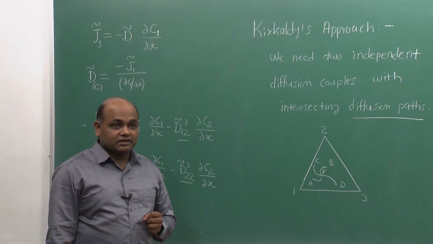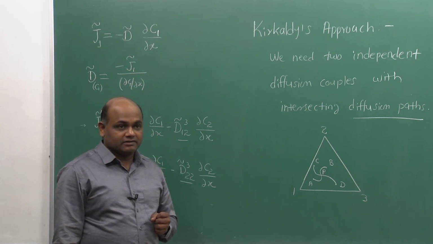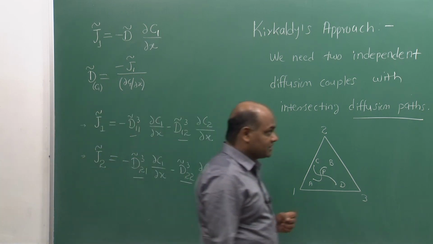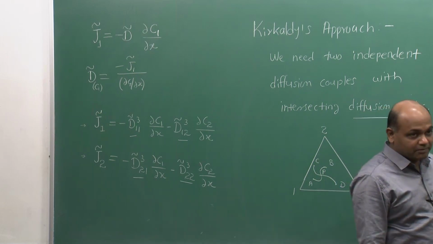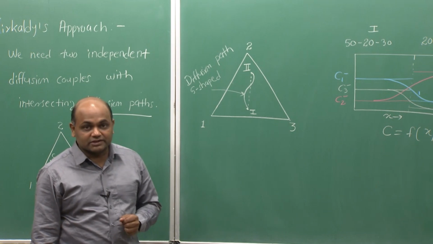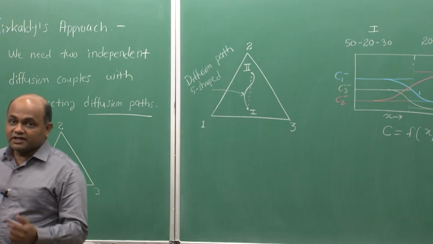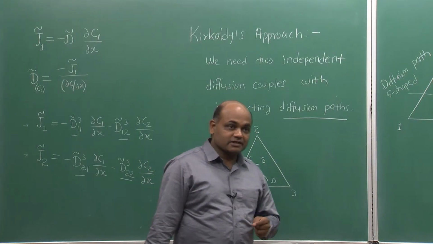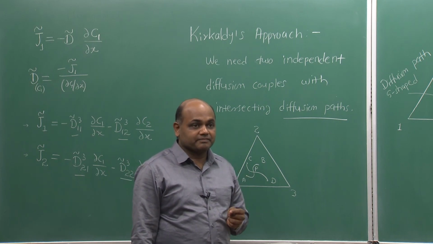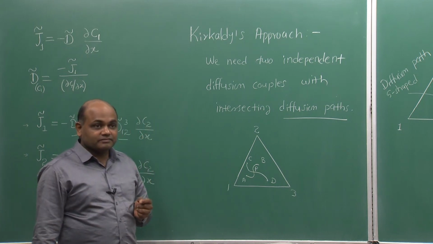Now, it is highly difficult to design such couples. For a quaternary system, an isotherm is a 3D figure, whereas in ternary it is a 2D figure because there are 2 independent concentrations. In quaternary there are 3 independent concentrations and it will be a 3D figure. Now, imagine 3 curves, that is 3 diffusion paths in 3 dimensions, intersecting at one common point. It is almost not practical to design such couples.